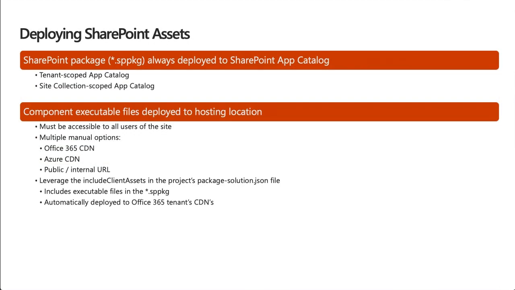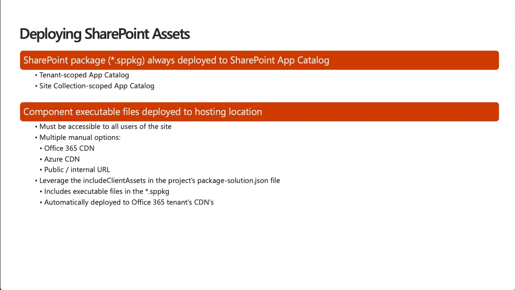Now, how do we deploy these different SharePoint assets? Well, there's two ways we can do it. For the SharePoint package, this is always going to be deployed to a SharePoint app catalog. That can be a tenant scoped app catalog or a site collection scoped app catalog. And we'll talk more about these in a little bit. The other piece that we have are the component executable files that are going to be deployed to a hosting location. The only requirement here is they must be accessible to all the users on a site.